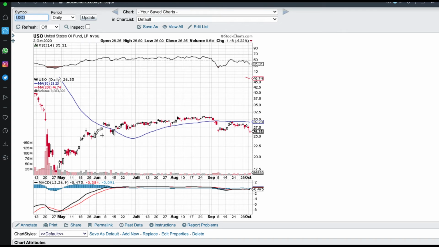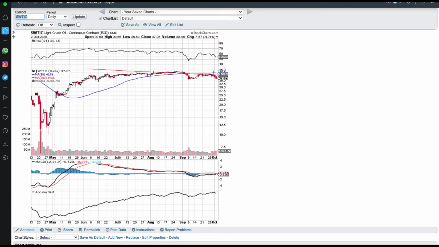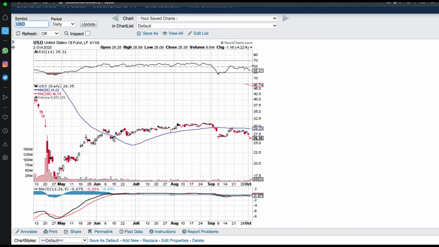You're going to have no problem getting in and out with these contracts, and you can tell that these are the same as dollar WTIC, right? And dollar WTIC, if you don't know, is /CL. For some reason, the tickers are just different whenever you put them in stock charts. So you can see here that everything's the same. RSI here is 36, but on UCO and USO it's 35.